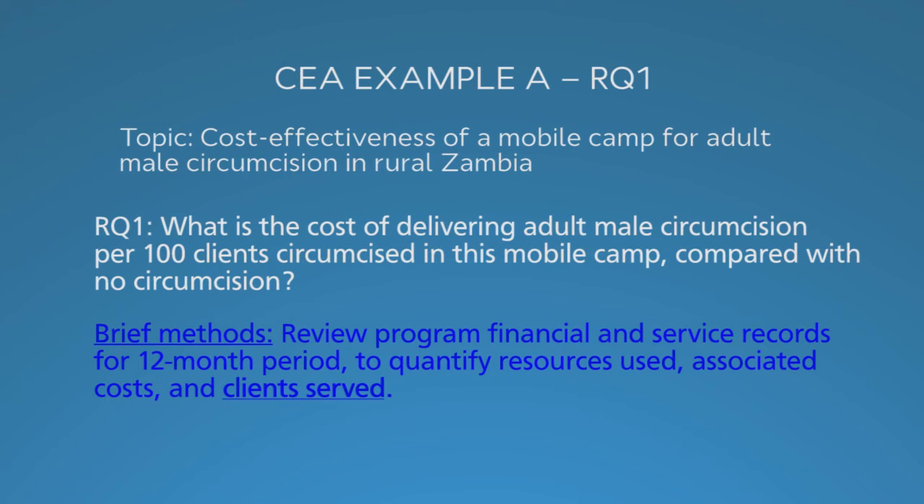We quantify clients served because we want to understand the cost per client served. In this example, per surgery completed, we calculate unit costs as total cost divided by clients served. This is the measure that best characterizes the cost of intervention.